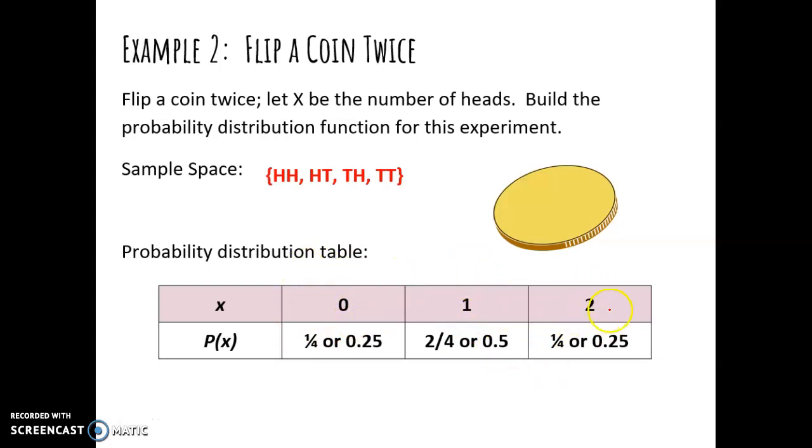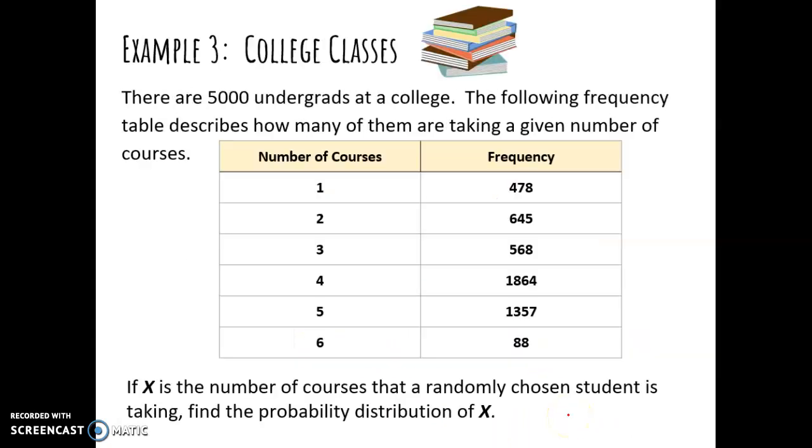To find each of those corresponding probabilities, no heads would be 2 tails right here. So that's 1 way out of 4, which is 0.25. For 1 head, I can either flip a head and a tails, or a tails and a head. So that's 2 ways out of 4, or 0.5. And then for the probability of 2 heads, there's only 1 way to do that, heads and heads. So that's 1 way out of 4, which is 0.25. So there we've listed all the random variables and the corresponding probabilities.